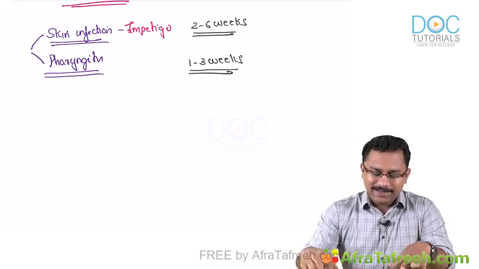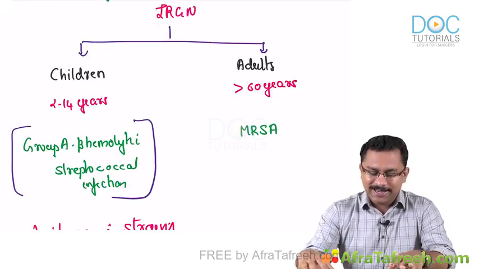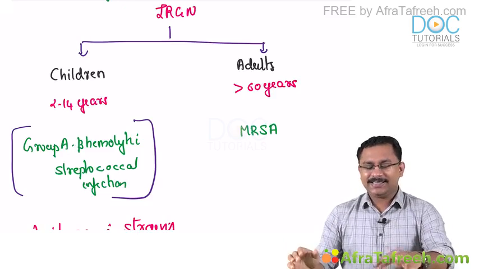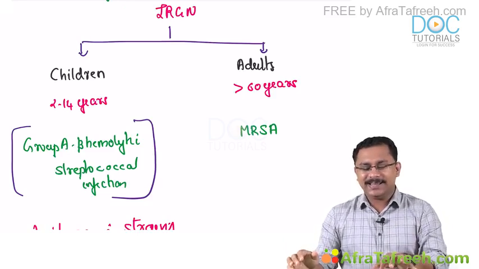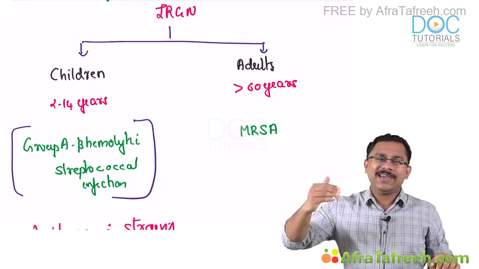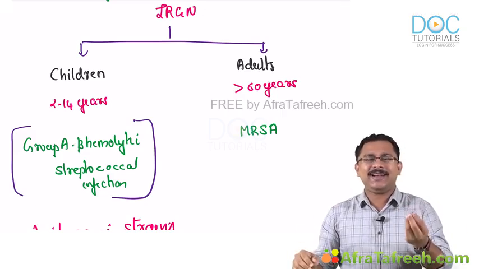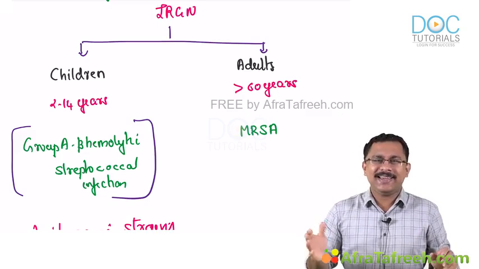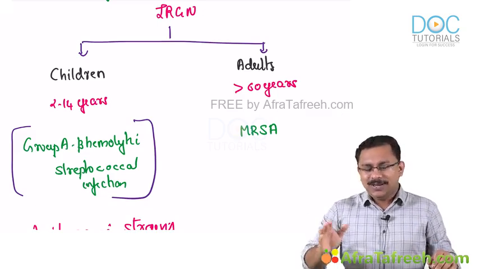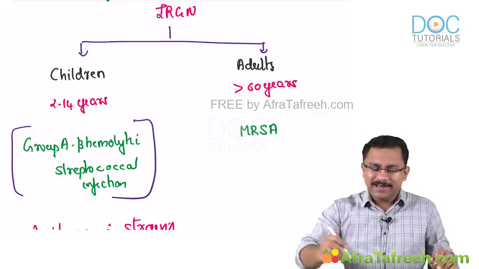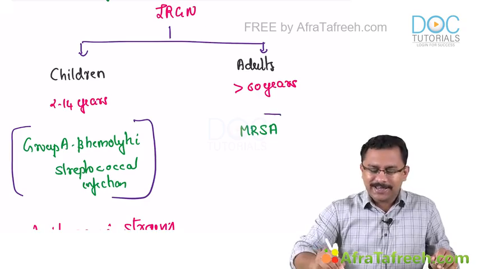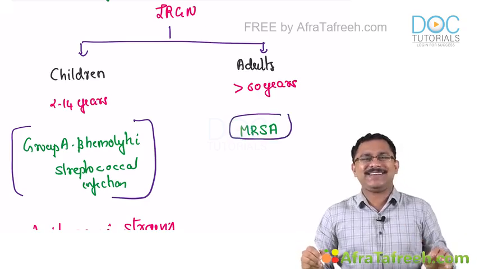Now coming back to the two groups, IRGN, children and adults. In adults, please understand that it is usually above 60 years. You may occasionally get it in the 5th decade or maybe the 6th decade, but usually above 60 years, and often it is associated with an MRSA infection.